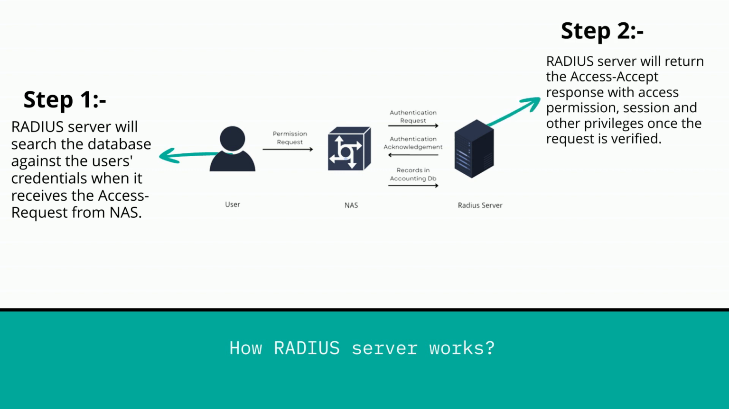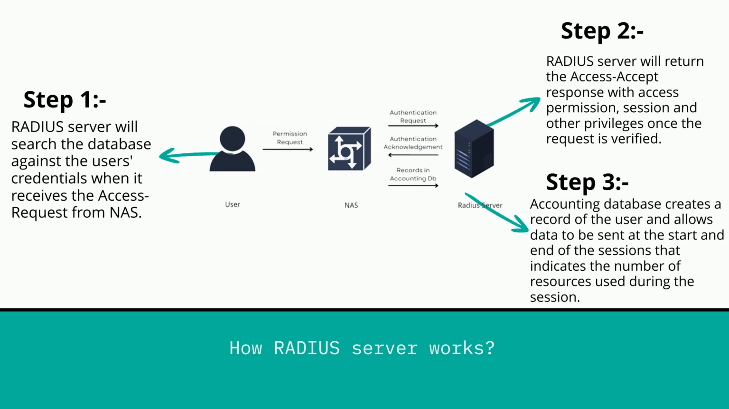Step 2 is that the RADIUS server will return the access accept response with access permission, session, and other privileges once the request is verified. Step 3 is that the accounting database creates a record of the user and allows the data to be sent at the start and end of the session, which indicates the number of resources used during the session.